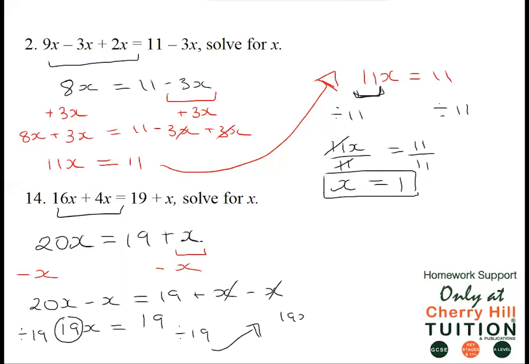This leaves us with 19x over 19 is equal to 19 over 19. On the left-hand side, 19 and 19 cancel out, leaving us with x. And on the right-hand side, 19 divided by 19 gives us 1. And that is your answer. Okay, so hopefully this is the answer that you had got as well. Let's move on to the next set of questions.